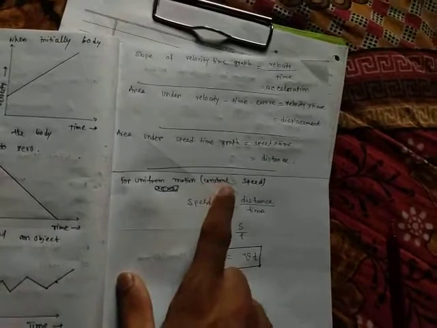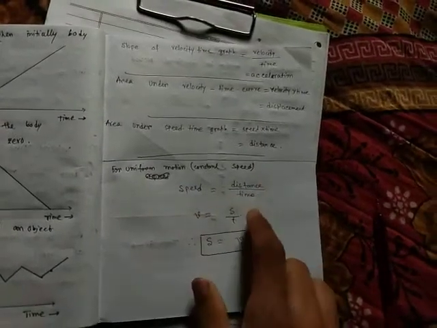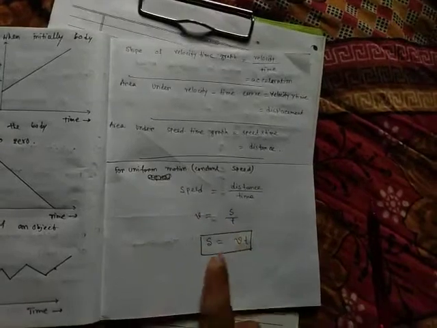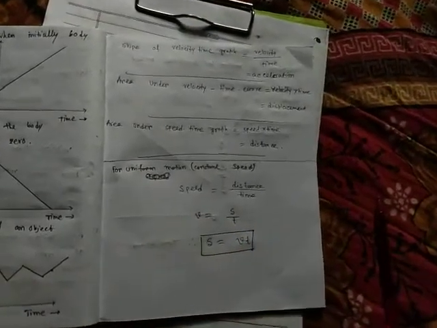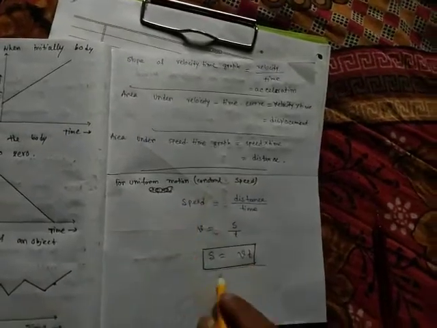For uniform motion, that means constant speed, we know speed is equal to distance upon time. If I represent speed by v, distance by s, and time by t, then we get v is equal to s upon t, or s is equal to vt. Always remember, this is the formula when the speed is constant.